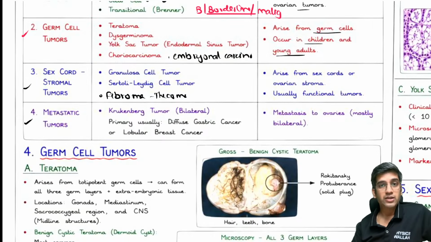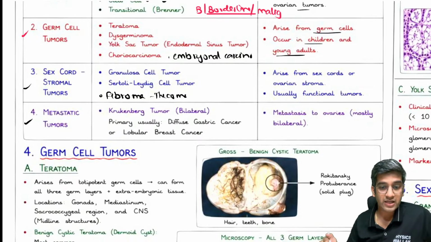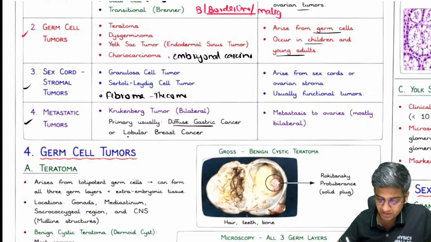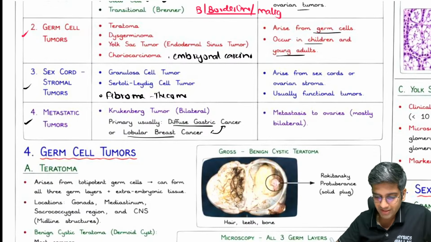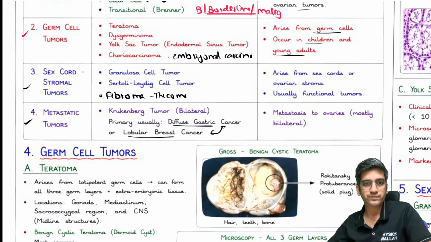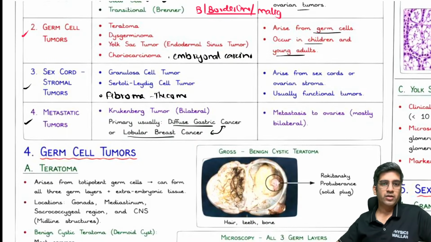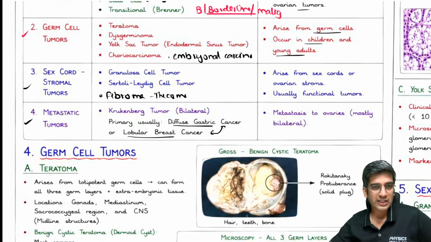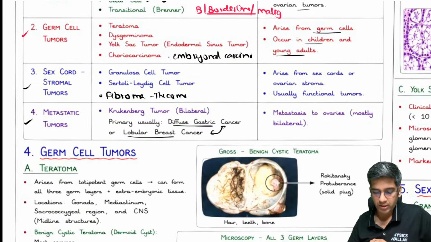Mets is Krukenberg. We have read about metastasis of Krukenberg whenever we read about breast cancer and your gastric cancer, right? So primary is usually from diffuse breast cancer or lobular carcinoma of breast. Can anyone spot a similarity in these two conditions? Anything similar between these two? Lobular carcinoma of breast and diffuse gastric carcinoma. Do you know anything similar here? We'll come to that soon.